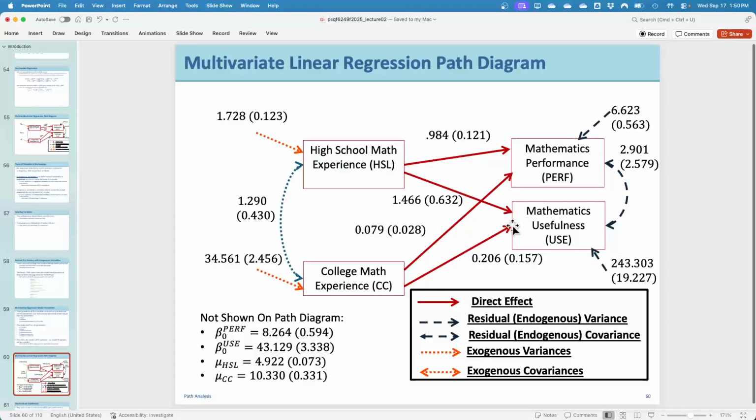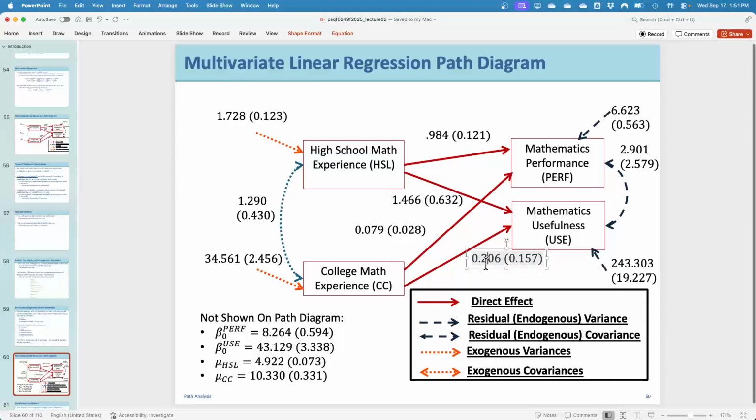Similarly with mathematics usefulness. Now, this is a weird thing. These are more Likert-type item values. It's how you feel about how useful math is. I think it was on a Likert scale, so I don't exactly know. But why I'm saying that is for every one more course in high school, your total score for usefulness would go up by 1.466 points.